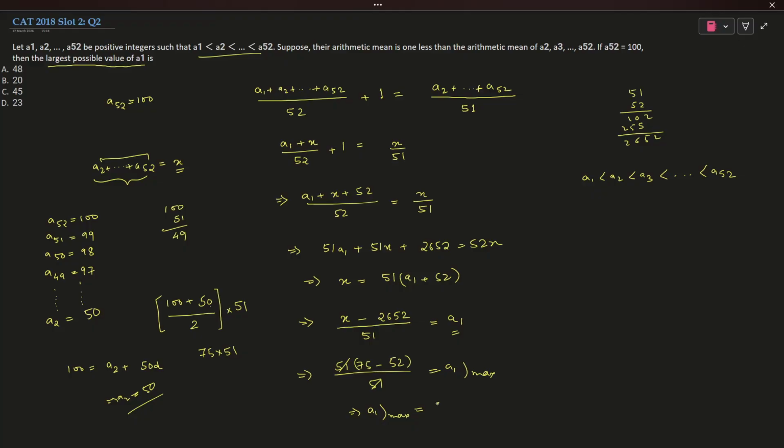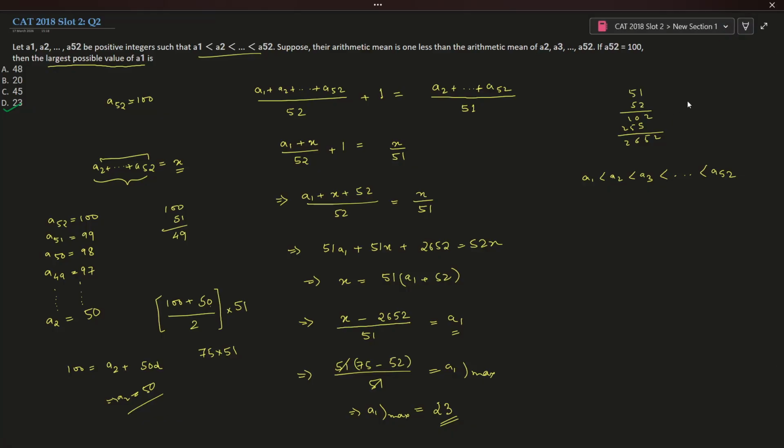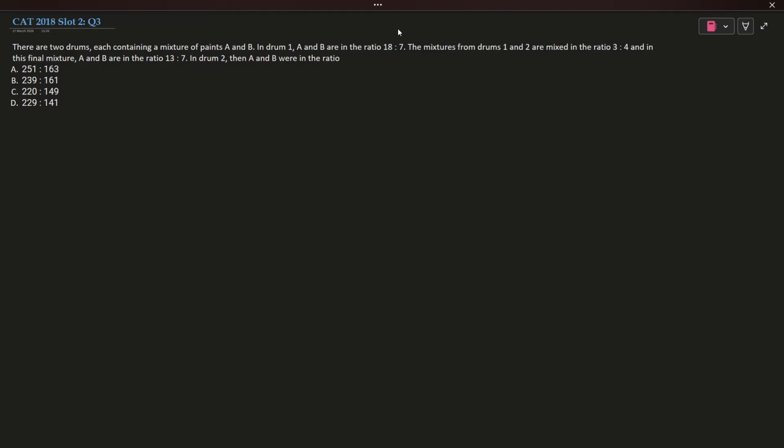23, my bad, 23. This is the maximum possible value of a1, guys. Okay, simple question. So the correct answer will be option D, guys. Okay, let's move on to the next question.